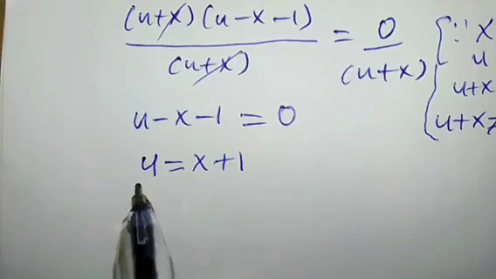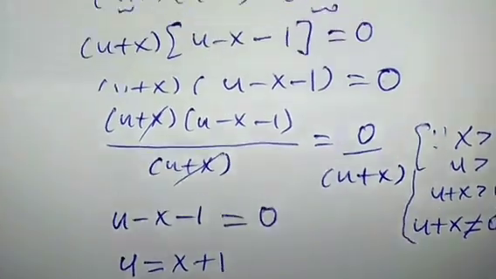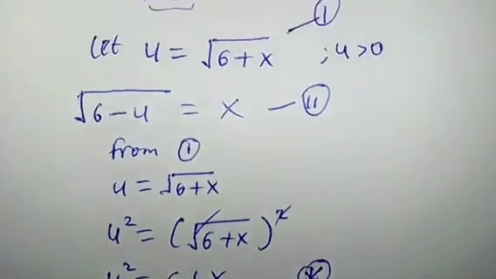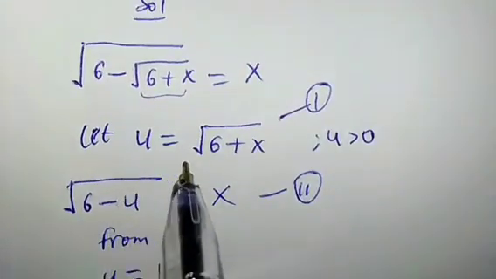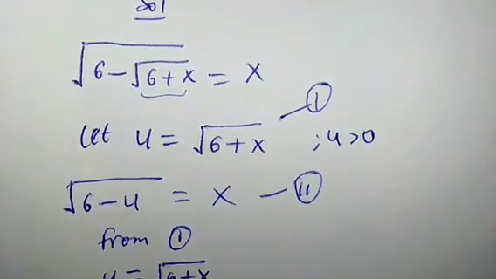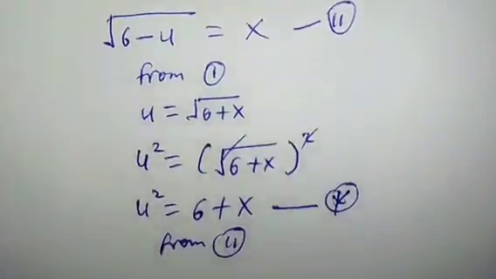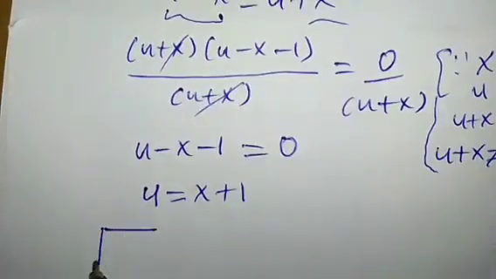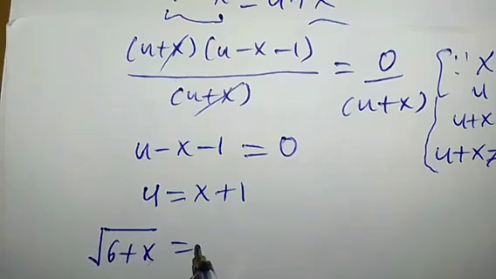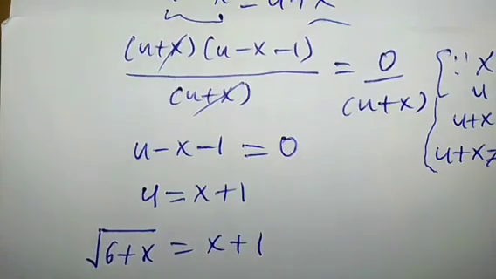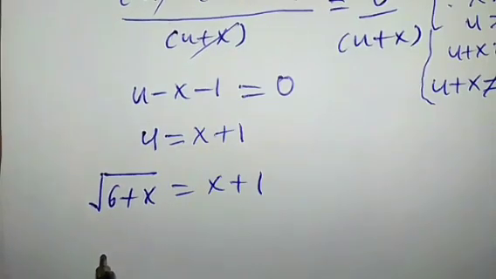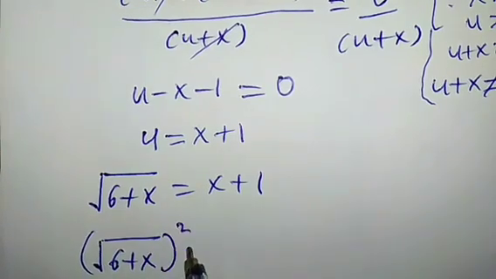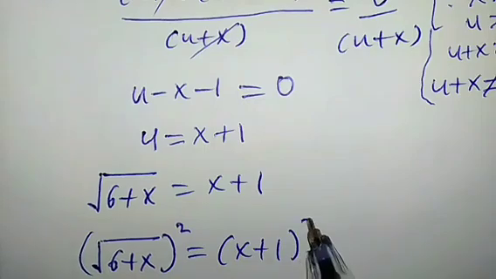But what is u? Let me show you. Our u is equal to square root of 6 plus x. That's equation 1. Let's continue. So we have square root of 6 plus x equal to x plus 1. Taking the square of both sides, we are going to have square root of 6 plus x to the power of 2 equal to x plus 1 to the power of 2.